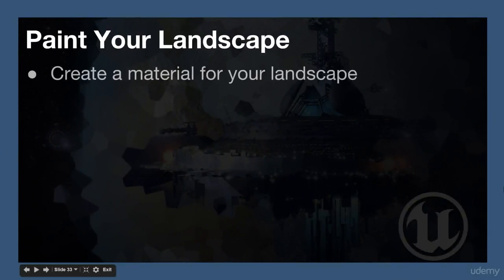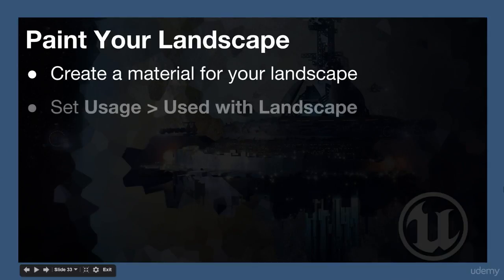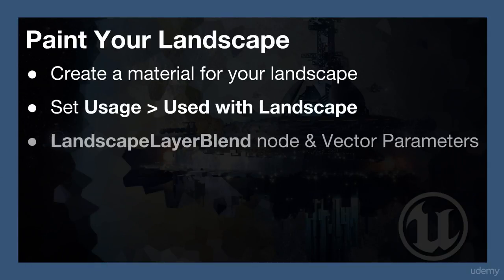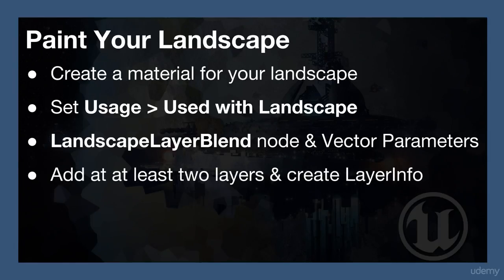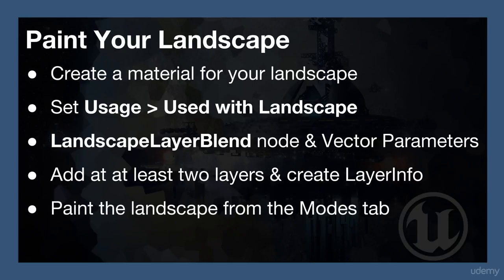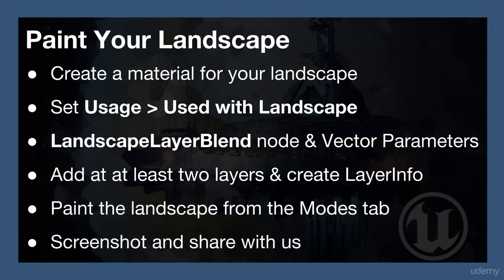I want you to paint your landscape. Create a material for your landscape if you haven't done it already. Set the usage, used with landscape, on the material's node. Add in a landscape layer blend node and use vector parameters to set at least a couple of colors. As I said, add at least 2 layers and create their layer infos. Remember, when you come back out and go into the modes tab, we're going to need to create layer infos so it knows what layer goes where on the map. Then paint the landscape from the modes tab and screenshot and share with us. So go ahead, pause the video and get your landscape working now.